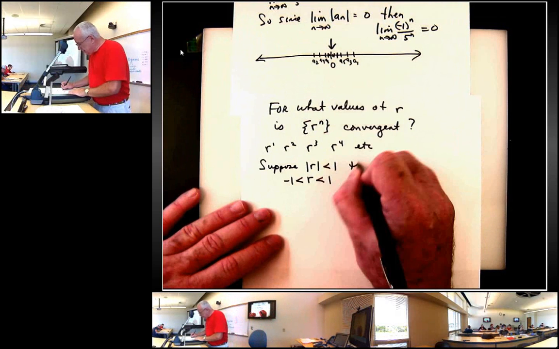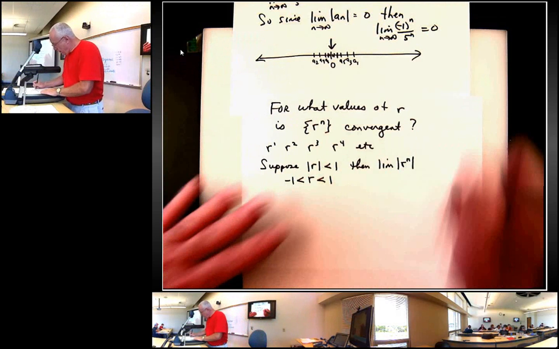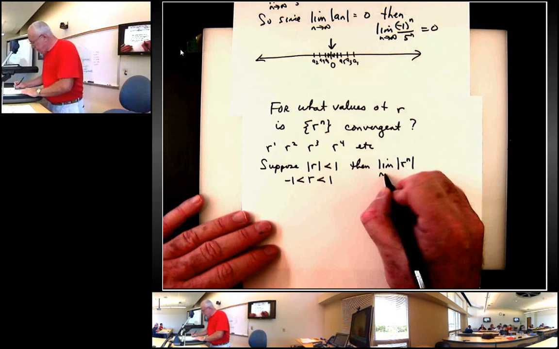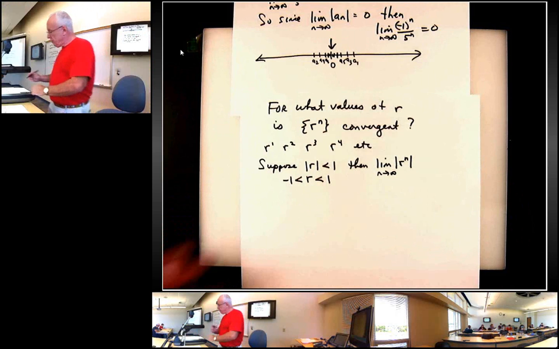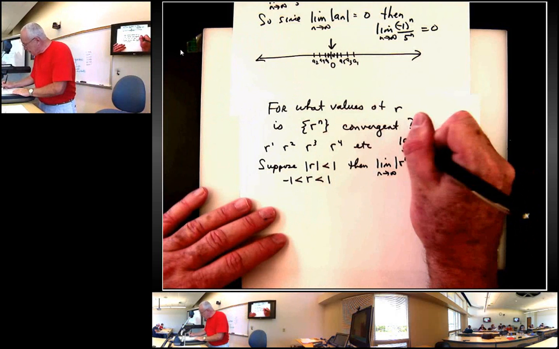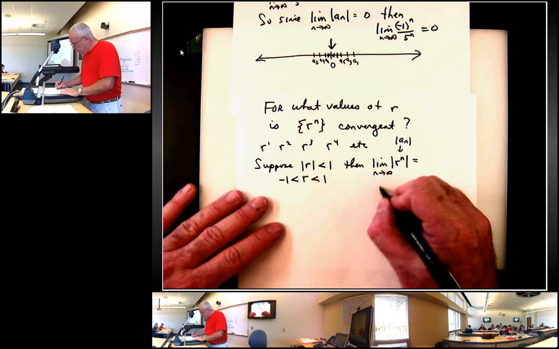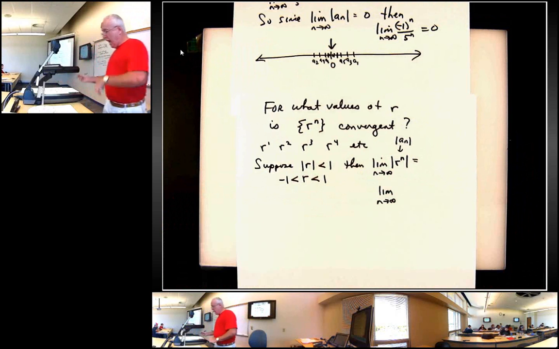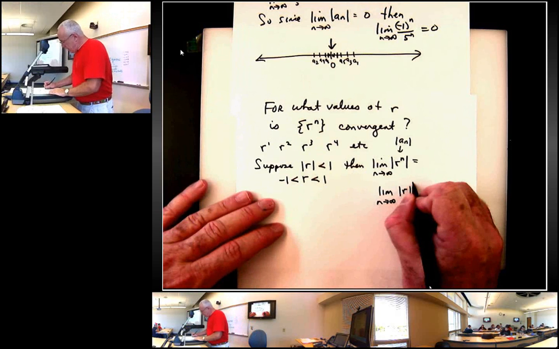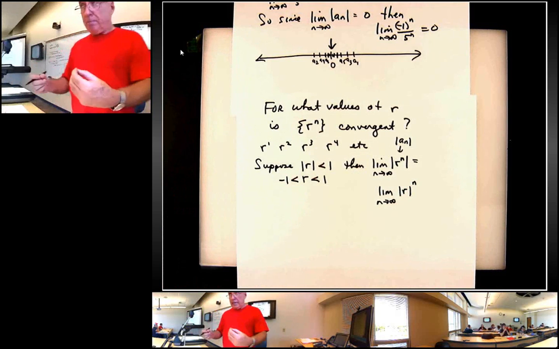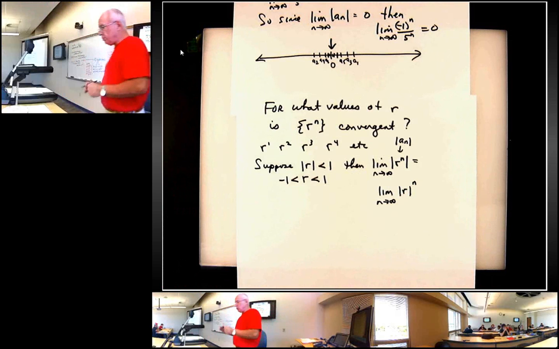Let's look at the limit of the absolute value of our a_n and see what we get here. Now we're looking at the absolute value of a_n, and this is equivalent to the limit as n approaches infinity. I can put the absolute value just around the r. This is just something from algebra: the absolute value of r to the n power is equal to the absolute value of r taken to the n power. It's just an algebra thing.